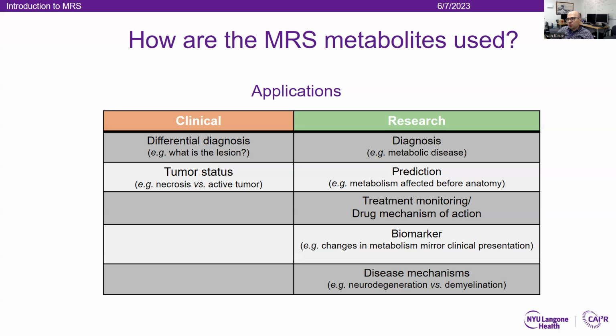MRS can also be used in cancer patients because it can differentiate between dead tissue, which can occur as a result of chemotherapy or radiotherapy, rather, and active tumor. And in research, MRS is used very widely. And the goal, well, one of the goals is to be able to bring some of these research applications to the clinic, but also not necessarily. MRS can be used on its own to study basic biology, basic pathways, basic disease mechanisms.